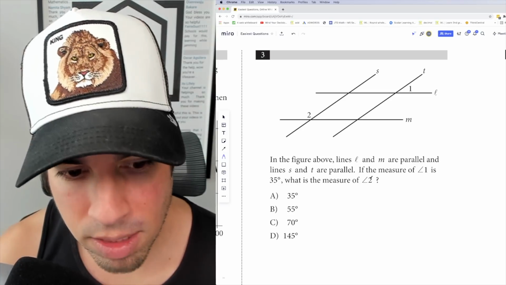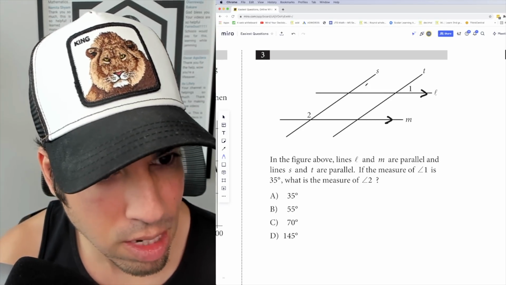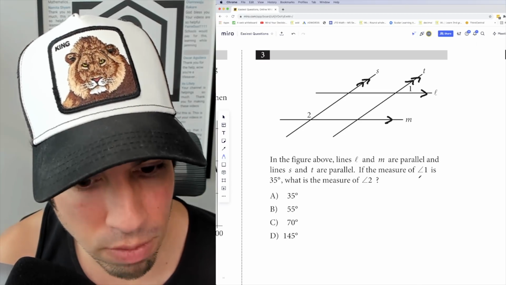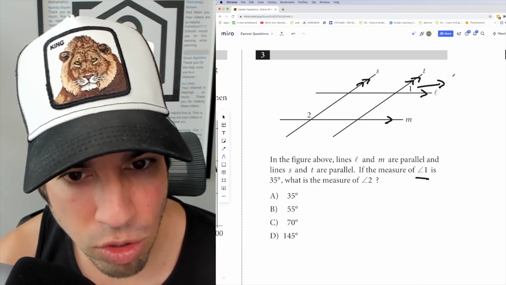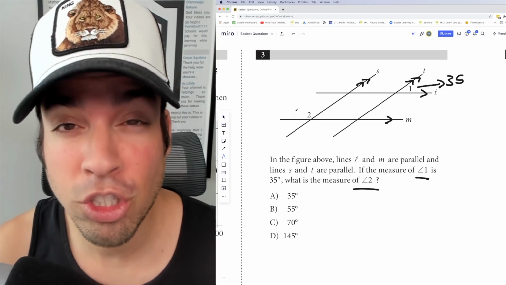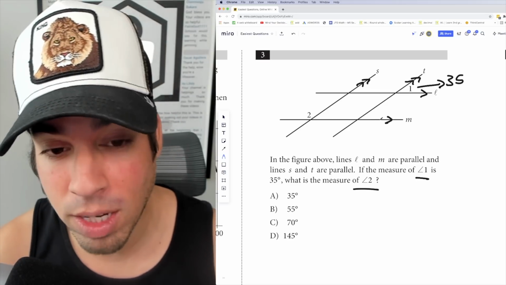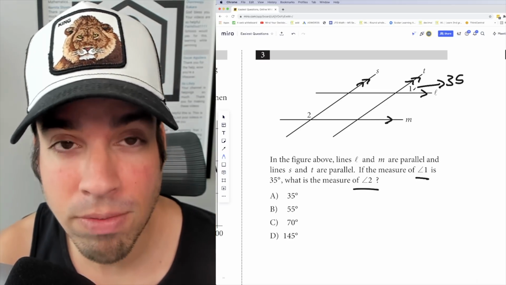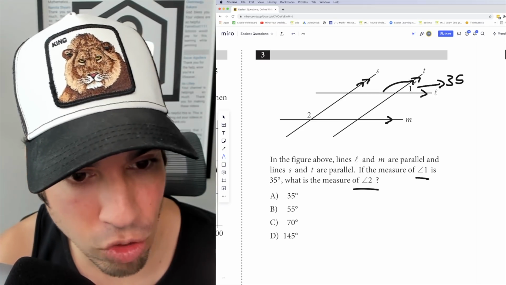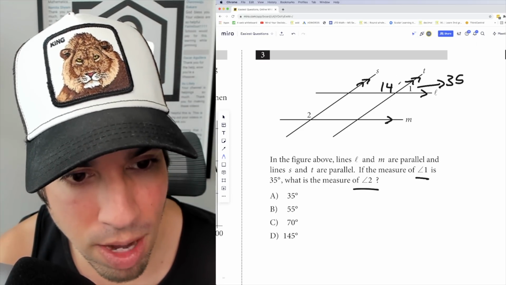In the figure above, lines L and M are parallel, so I'm going to mark those as parallel. And lines S and T are parallel, so I'll mark those as parallel as well. Sweet. If the measure of angle 1 is 35 degrees, what is the measure of angle 2? So what I like to do in geometry problems like this is treat it like a puzzle, and we're just going to step through and fill in what I can fill in. So I know that this angle is 35. Well, guess what? This angle here is going to be supplementary to that because it's on a straight line. So supplementary to 35 is 145. Awesome.